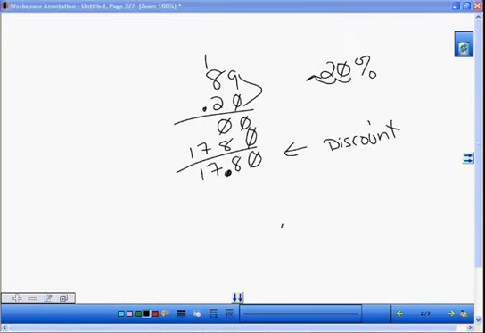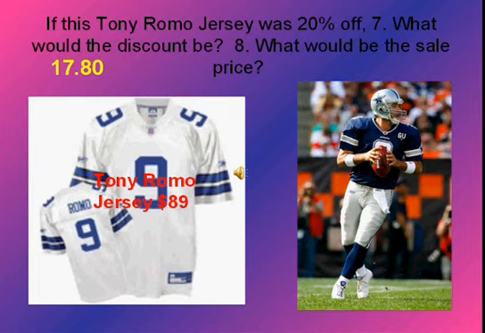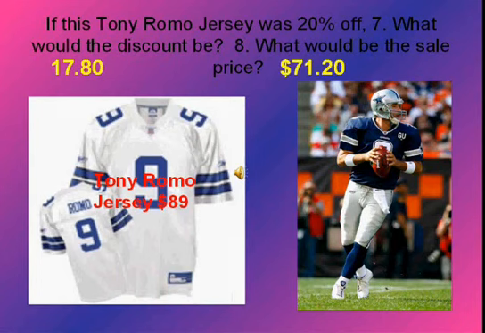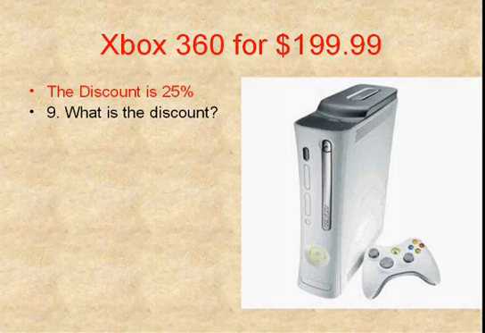So to find your total sale price, you would take that discount and subtract it from the total, because it's a discount. It's money off. And that is how you got $71.20.